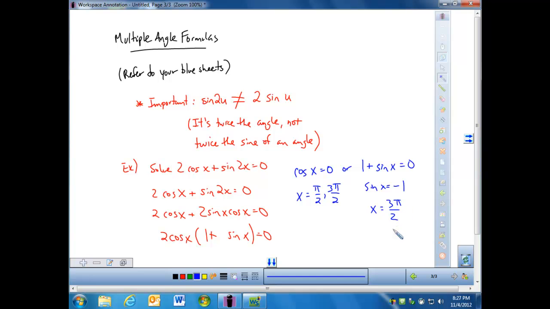Depending on if you want this in a specific interval, or if you want the general form of it, the general form would simply be pi over 2 plus 2 pi n and 3 pi over 2 plus 2 pi n. Again, remember your period for cosine and sine is both 2 pi, so that's why you're going to add that to each of these.